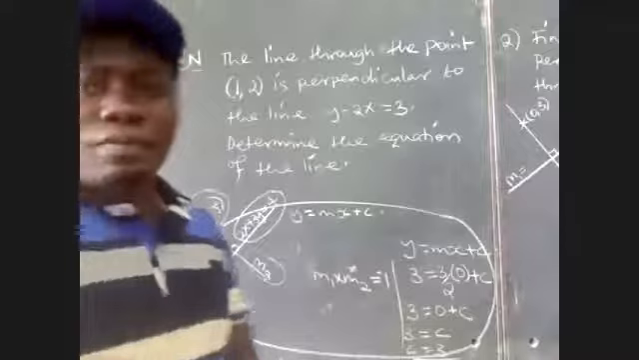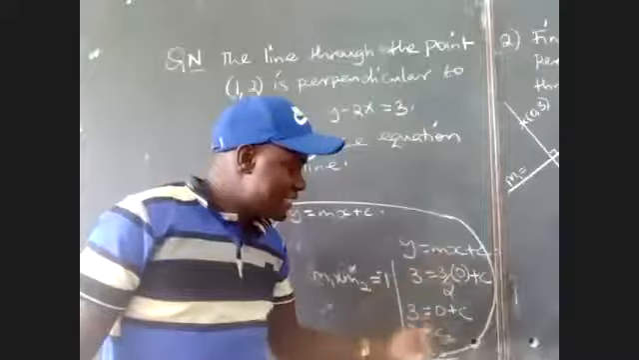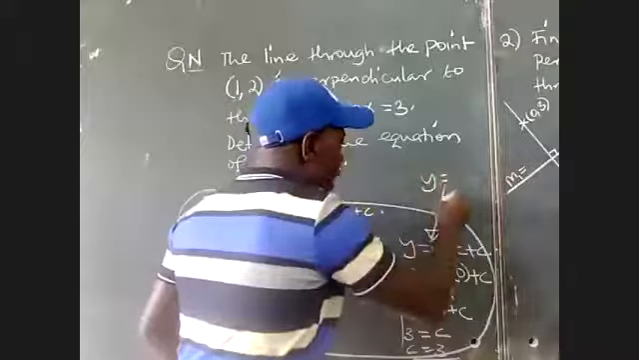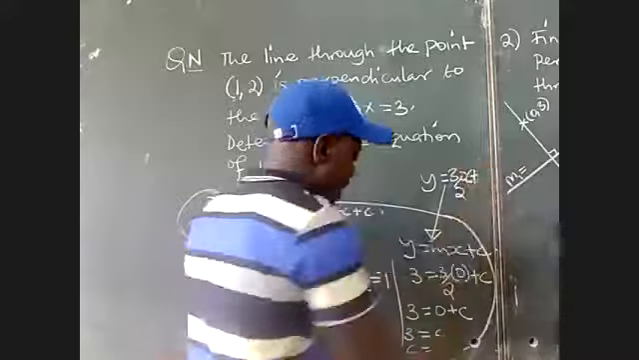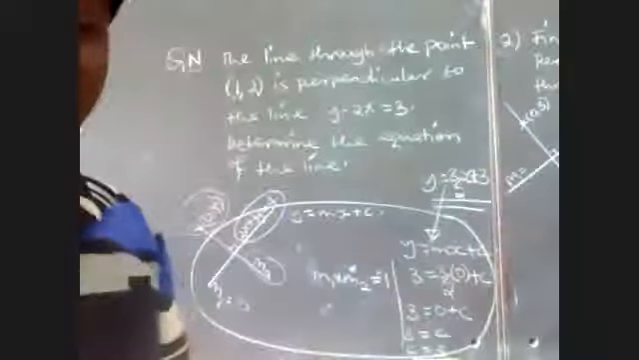Yes. And then after getting c, you rewrite this equation, substituting for m and c. So the required equation will be y is equal to m, 3 out of 2, you put x, then plus the c, which is 3. That becomes the required equation. So okay, our time is up. Glenna, I hope you have understood that one. Yes, thank you.